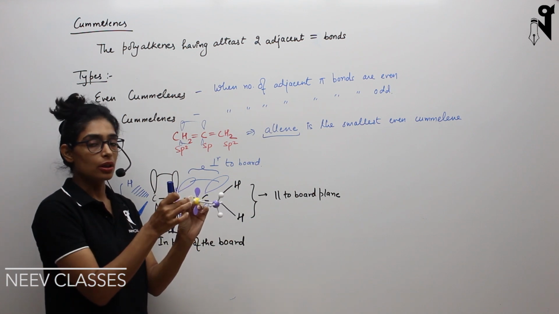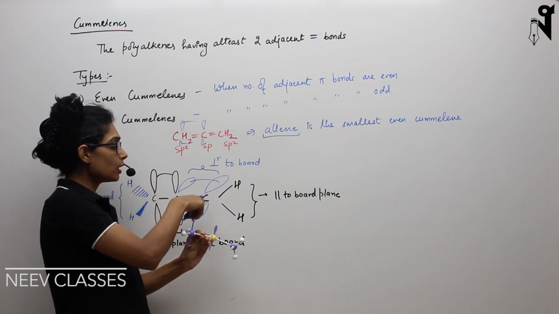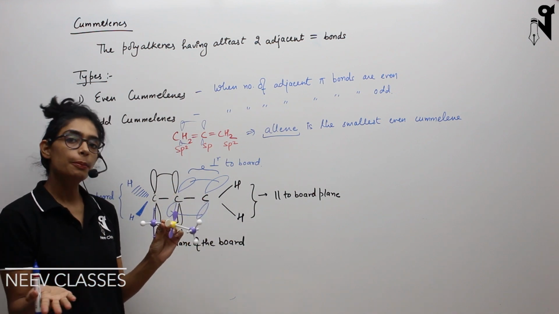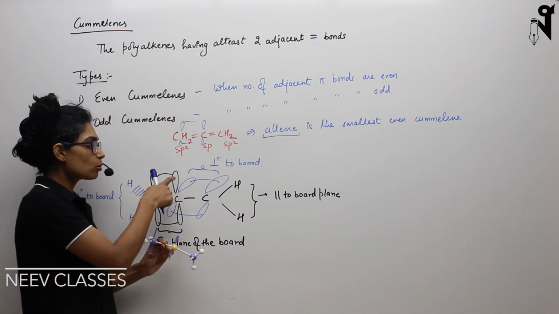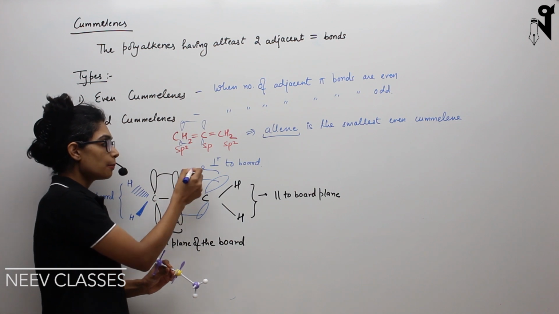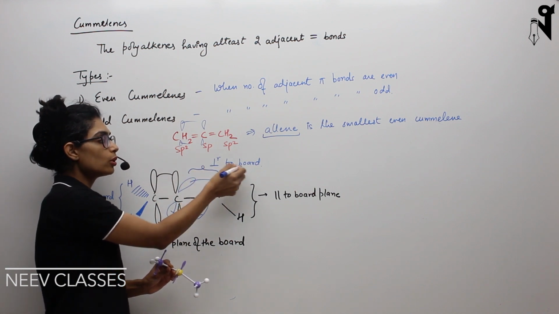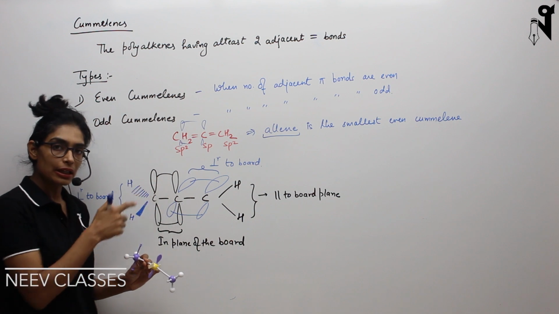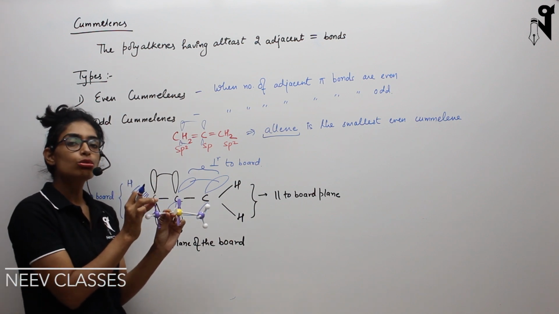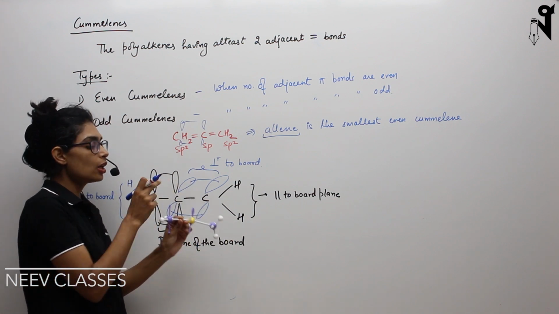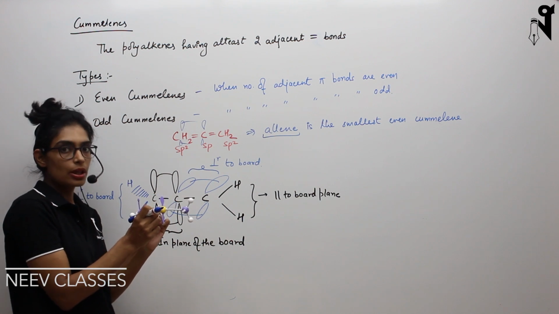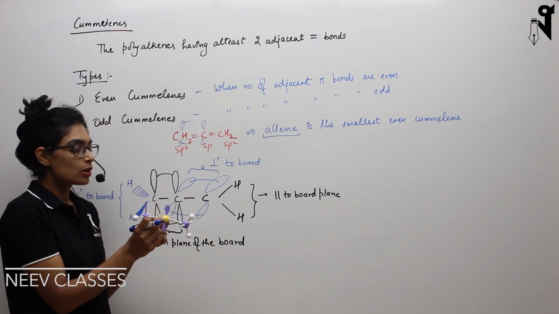Another p orbital, which is going to form a pi bond with the next carbon, has to be in the perpendicular plane with respect to the above pi bond. So this plane has to be perpendicular to the board. If the black plane or this purple plane is parallel to the board, then this blue plane or the white plane with respect to this is going to be perpendicular to the board. So that's how I have shown it.